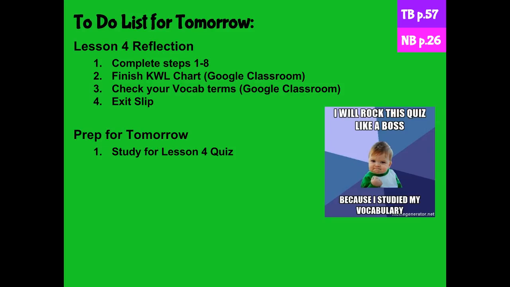So your to-do list for today is complete steps 1 through 8. You're going to want to double check your KWL chart. You're going to want to check your vocab terms using this video. You have an exit slip, and don't forget to study for lesson 4's quiz, which is tomorrow. If you have any questions, please let your teacher know.